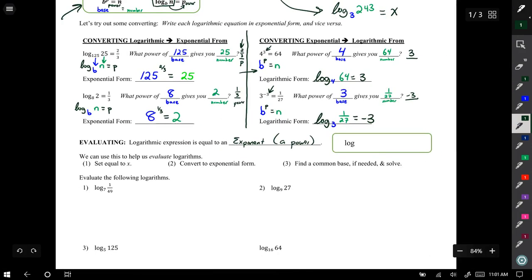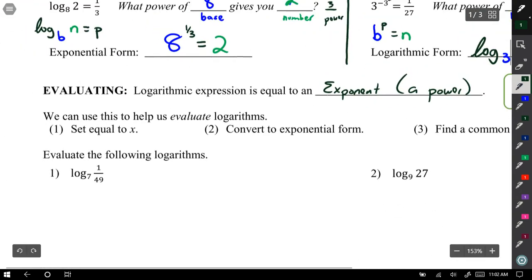And that's where all the stuff we've been going through is: log of your base, what power of blank gives you a number? And you're trying to find out what is that power each time. That allows us to do very simple evaluating. When you're evaluating them, I'm not going to set it equal to x. I've stopped using x because I don't think it helps us understand what a logarithm is equal to. It's equal to a power. So I'm going to set it equal to p instead of x, so I know it's a power.